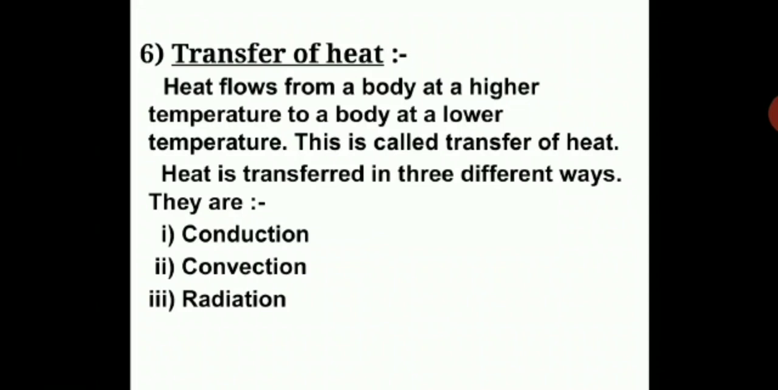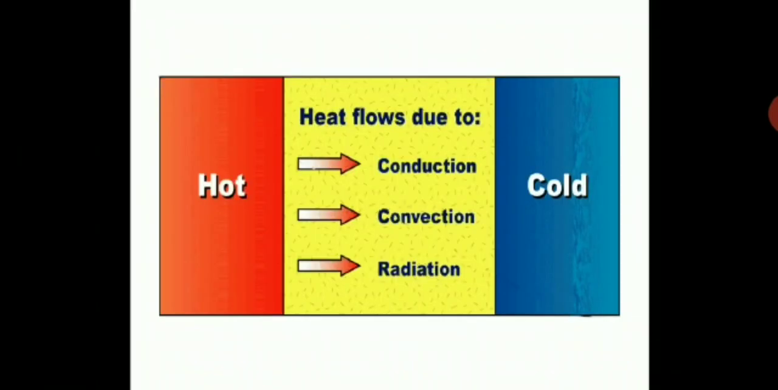You have to take down this in your notebook, children. And heat is transferred in three different ways. They are conduction, convection and radiation. Please take it down in your notebook. We are going to see each mode of transfer of heat in detail. One by one we are going to discuss conduction, convection and radiation. So you need to draw this diagram in your notebook. Heat flows from a hotter object to a colder object, by conduction, convection or radiation.